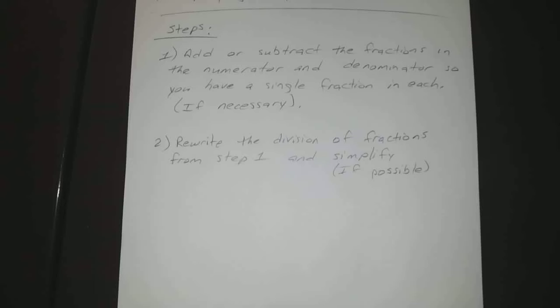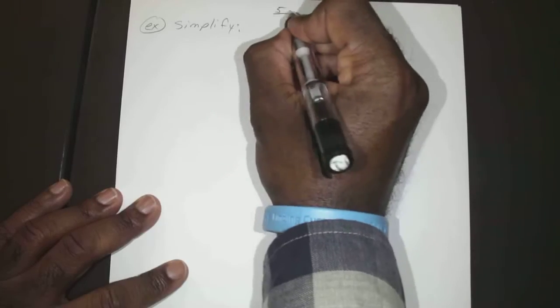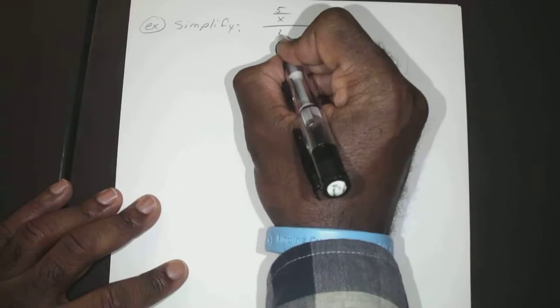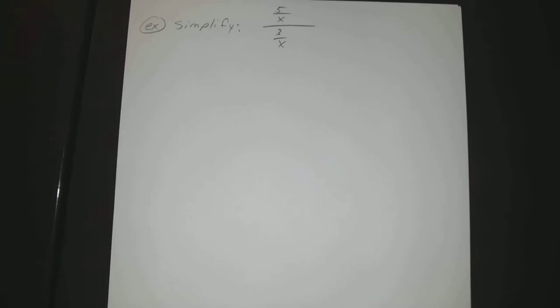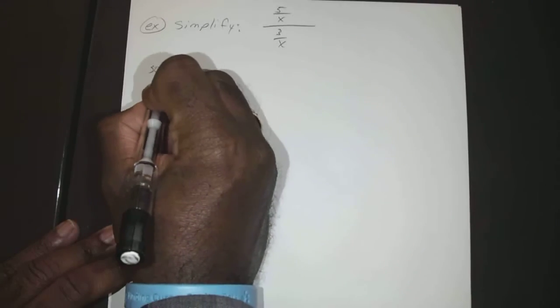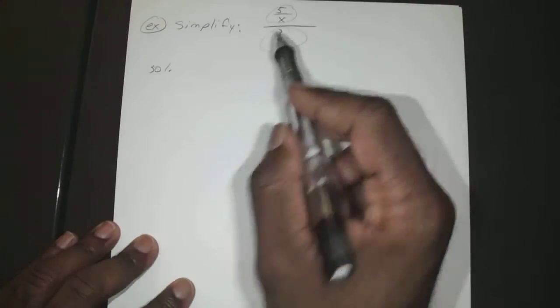Alright, so for our first example, let's say if we wanted to simplify, say 5 over x divided by 3 over x. So with this one, you already have a single fraction in your numerator and your single fraction in the denominator. So you don't have to do step 1, because usually this is the goal for step 1.